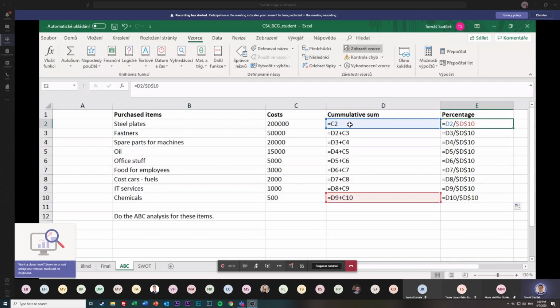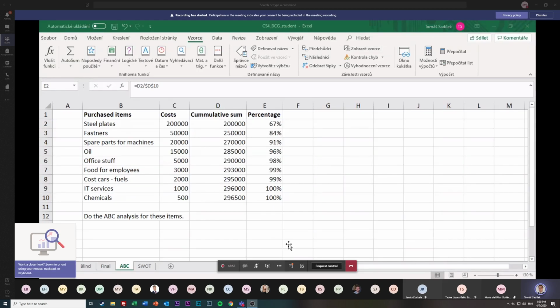Okay, so if you have some questions, write me there. Then the next step will be following. Firstly, we do just the graphical description. What are the A items, B items, and the C items? As you remember from this chart. So just a moment, I copy it here.